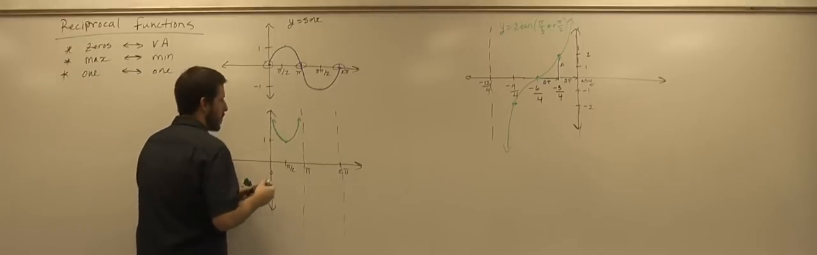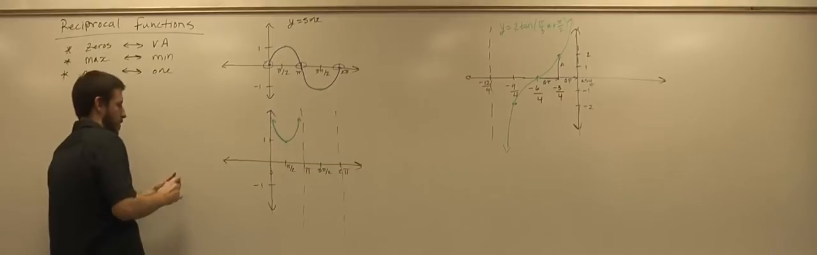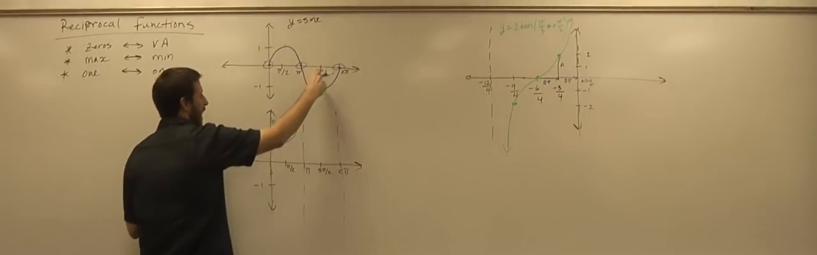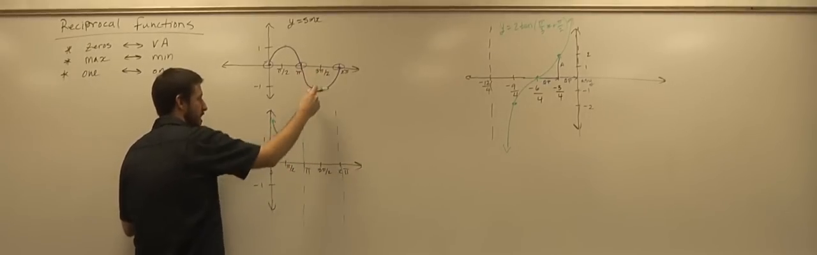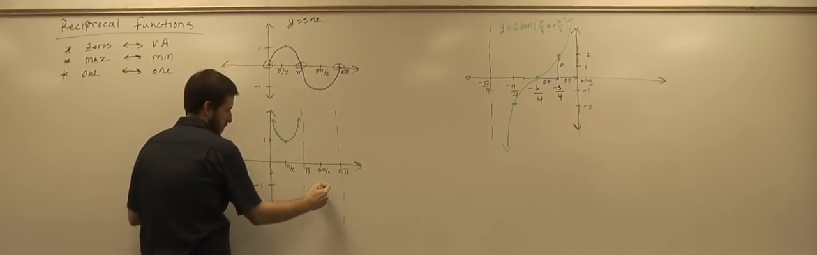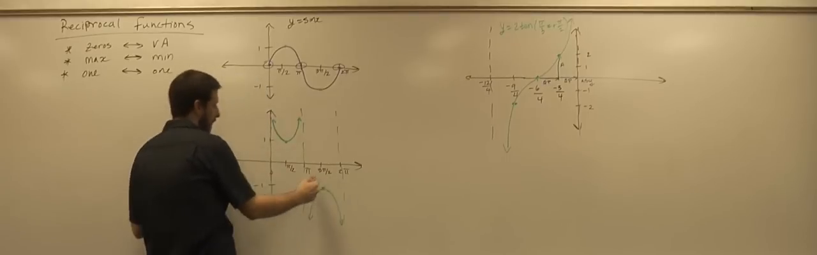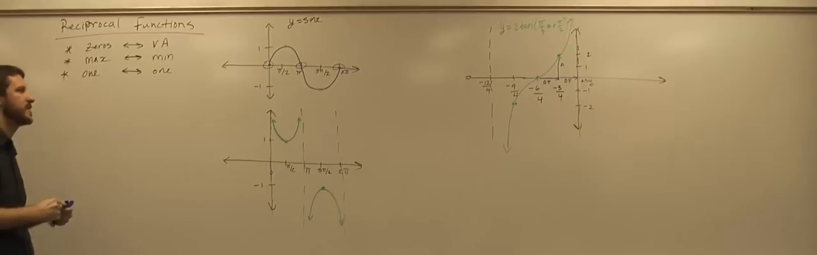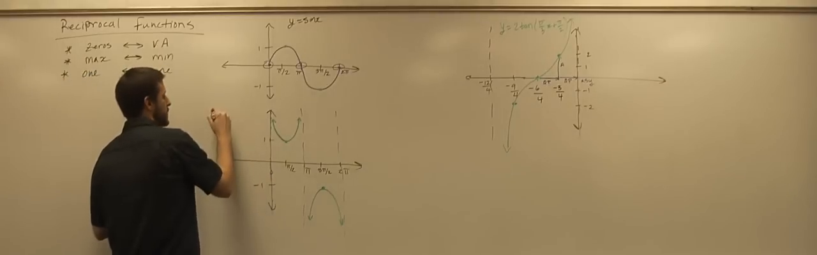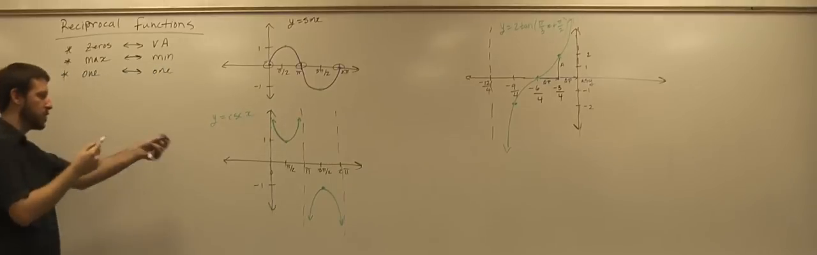Same thing at 3 pi over 2. I have a min, so that's going to change to a max. So instead of arcing upward, I have to arc downward, like this. But the y value of negative 1 stays the same. So this is cosecant, because that's the reciprocal. 1 period of cosecant.